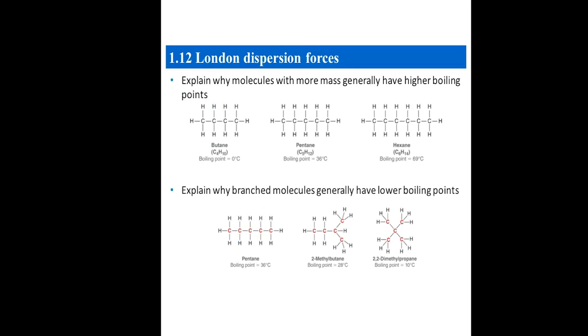Generally, hydrocarbons with higher mass have higher boiling point. Hydrocarbons are molecules that consist of carbons and hydrogens only. Here we have examples of hydrocarbons: butane, pentane, and hexane. Hexane is heavier than the other two and it has higher boiling point. So why is that? What's happening here?